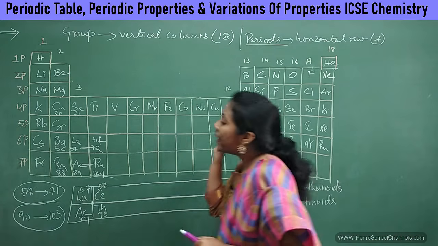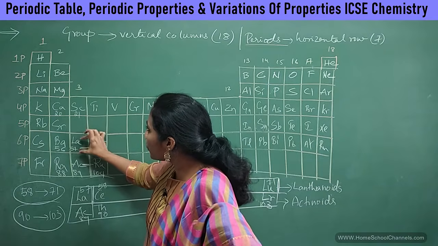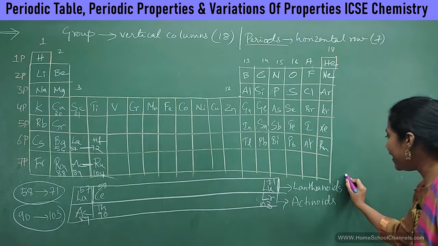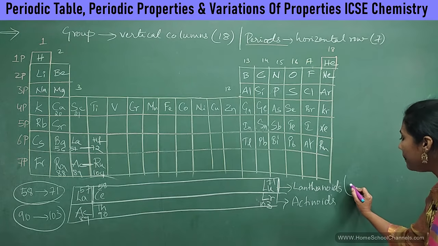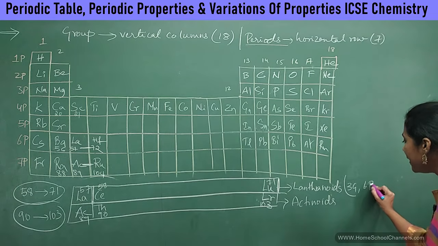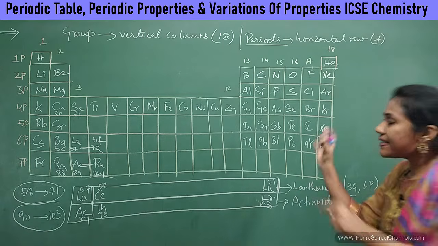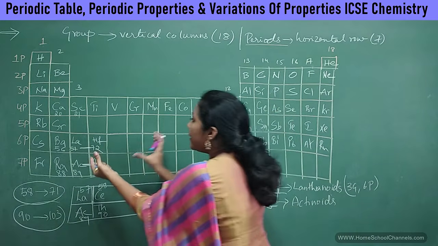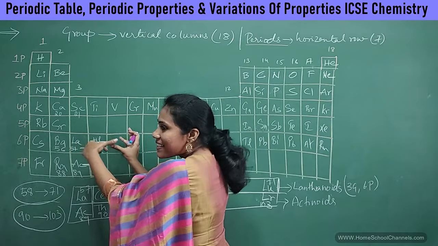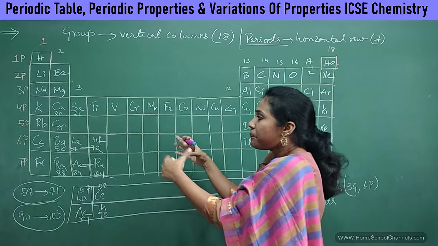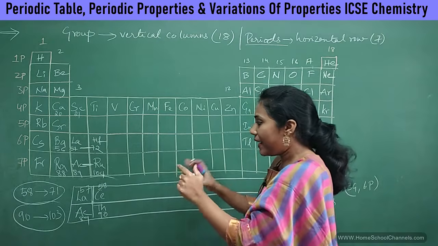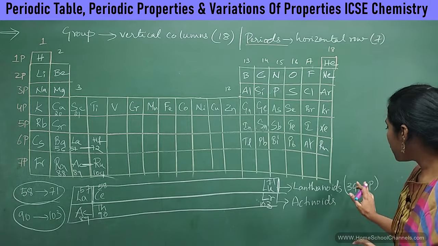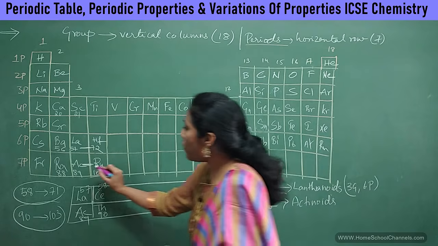Actually, where do they come? They come in third group, sixth period. Where do the lanthanoids come? They are placed in third group, sixth period. That is their position. Since they have different properties, and the shape of the periodic table would get destroyed and become irregular, to avoid that, they are placed separately below the periodic table. That's it.